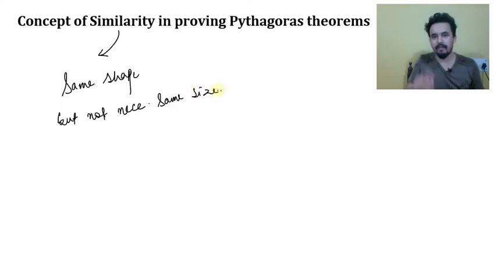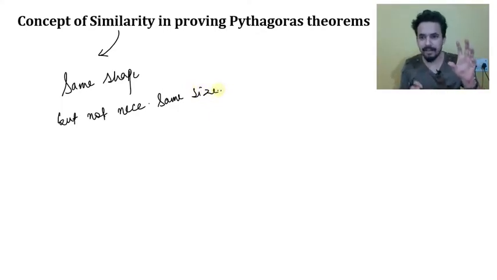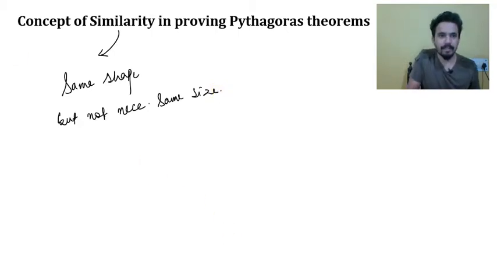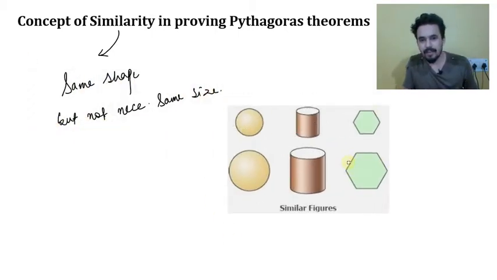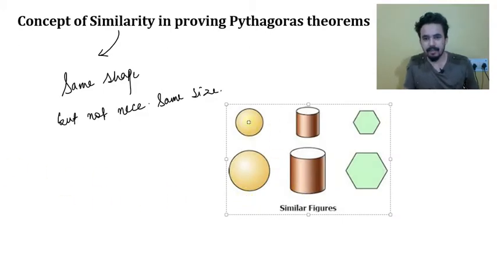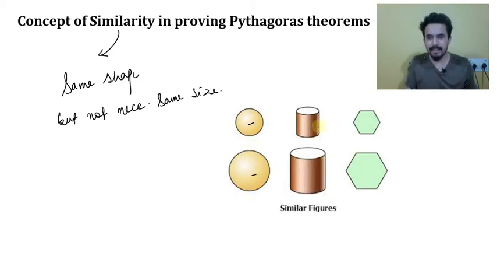Like if you have two circles, the first circle has a radius of 2 centimeter, the second circle has a radius of 3 centimeter. They have the same shape, they are circles, but they have different size, so they are similar. Let me show a few pictures so that it will be very clear. These are solids. This is a sphere, two different spheres, same shape but different size. Similarly cylinders, and this has a total of 6 sides, so this is a hexagon, essentially a polygon. So these all are examples of similarity.